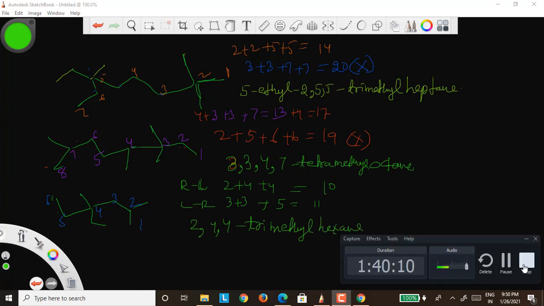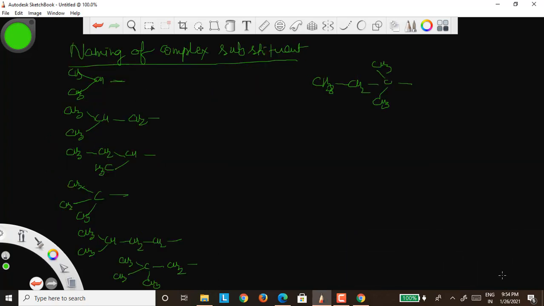Okay, so lowest locant group. Now let us know the naming of complex substituents. There are complex substituents, so what will be their name? You should know the name, then it will help you in giving the name, the common name and IUPAC name.